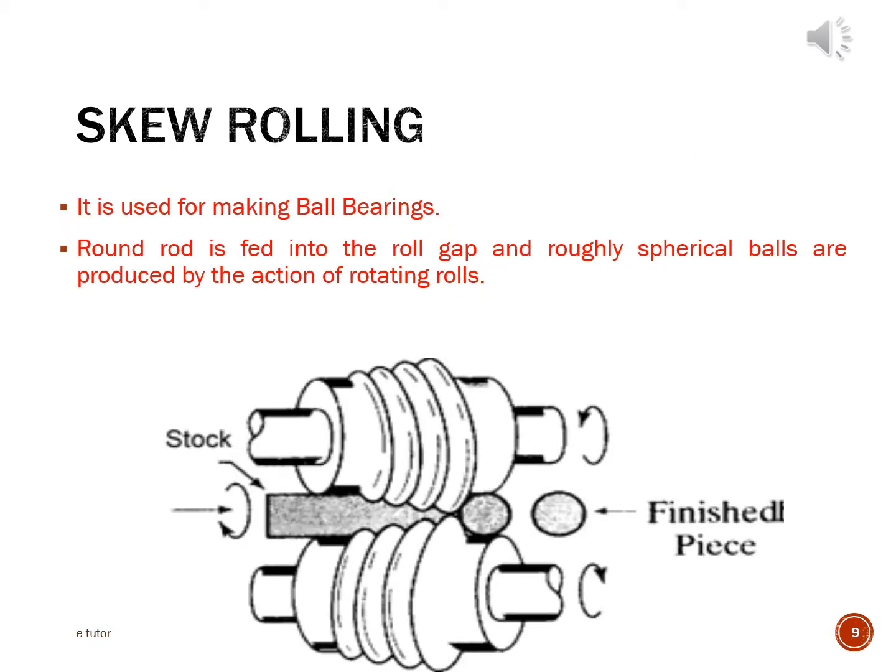Next operation is the skew rolling process. It is used for making ball bearings. Round rods are fed into the roll gap and roughly spherical balls are produced by the action of rotating rolls. In the figure we can see that there are two rolls rotating in opposite directions. A round rod is passed in between the two rollers. The round rod is skewed between the two rollers and finished balls are produced.